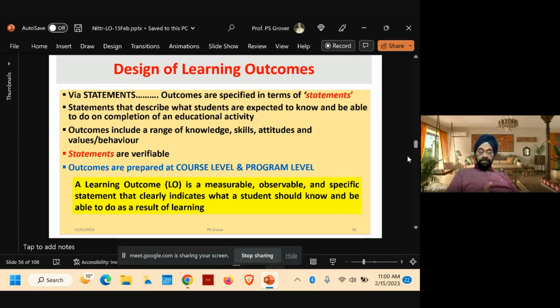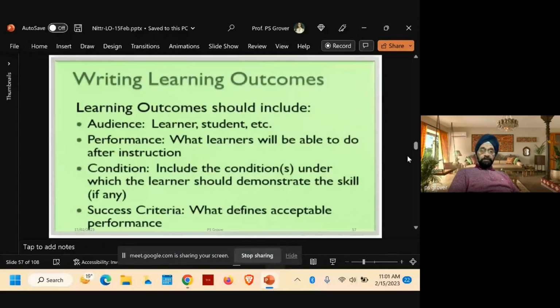Again, please remember, a learning outcome is a measurable, observable, specific statement that clearly indicates what a student should know and be able to do as a result of learning. Now, how do we write them? How do we prepare them? How do we formulate them?